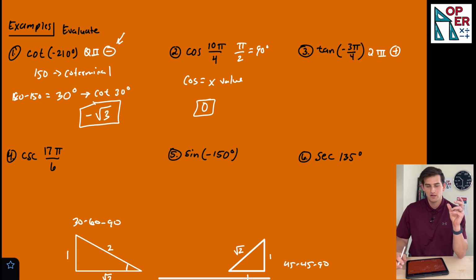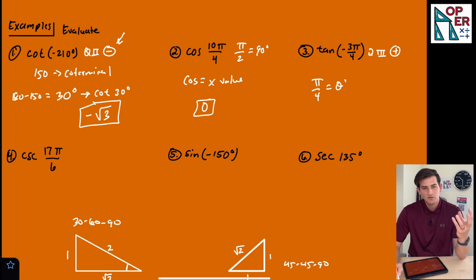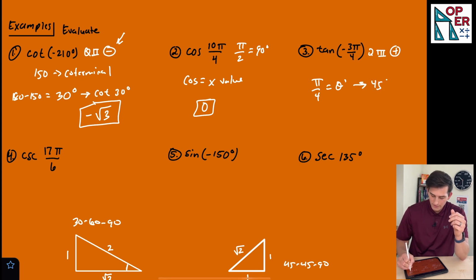If we think about our distance from negative 3 pi over 4 back to the x-axis, that would be between quadrant 3 and quadrant 2, and that's going to give us a distance of pi over 4, because essentially what we're doing is taking 3 pi over 4 and subtracting that from pi. And so pi minus 3 pi over 4 gives us pi over 4 as our reference angle. Now, pi over 4, if we convert that to degrees, is equal to 45 degrees.